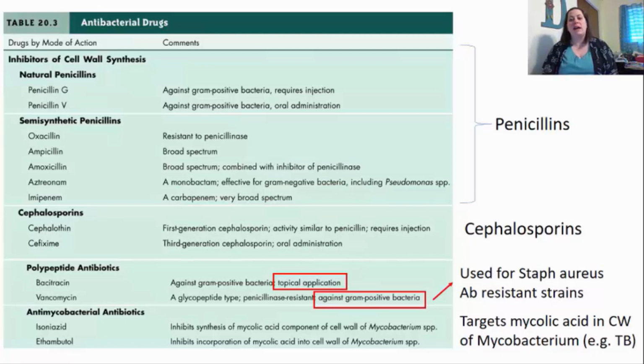Now, when we look at this, guys, the penicillins are listed up here at the top, and it's a large portion. We then have the cephalosporins. The polypeptide antibiotics are used for Staph aureus, the antibiotic resistant strains. So vancomycin is used more commonly for that instead of some of your penicillins. The last group down here, the antimycobacterial antibiotics, are going to target the mycolic acid in the cell wall of the mycobacterium, such as in tuberculosis or TB.